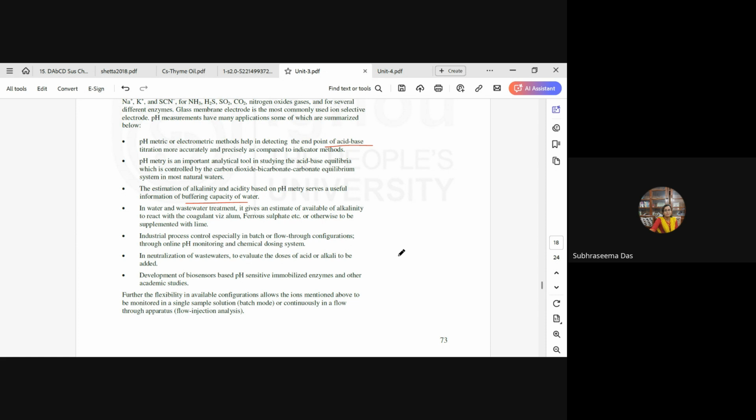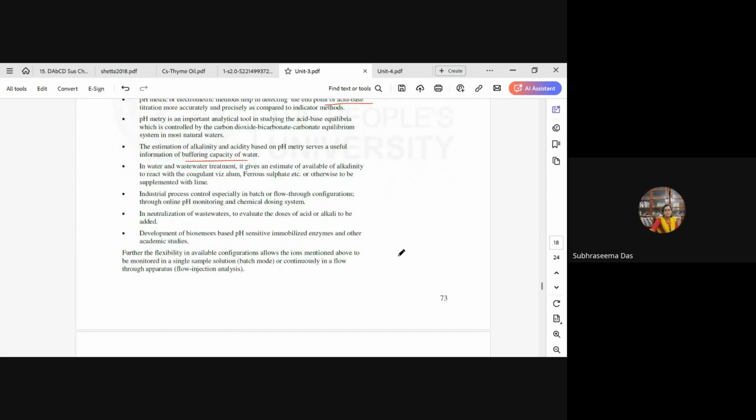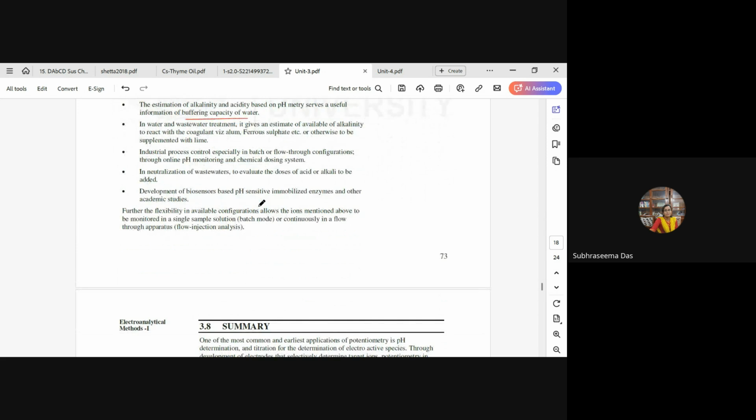Industrial process control, especially in batch or flow through configurations, is monitored through pH metry. In neutralization of wastewaters, to evaluate the doses of acid or alkali, we need pH metry, and pH metry has also been used for development of various types of biosensors. Further, there are other applications available for pH metry.